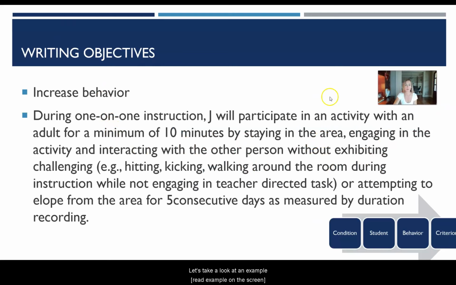Here we have this one. It says, during a one-on-one instruction, that's the condition, J will participate, J is the student, in behavior. Participate in an activity with an adult for a minimum of 10 minutes by staying in the area, engaging in the activity, and interacting with other persons without exhibiting challenging, hitting, kicking, walking around the room during instruction, will not engage in teacher-directed tasks, or attempting to elope from the area for 5 consecutive days as measured by duration recording.